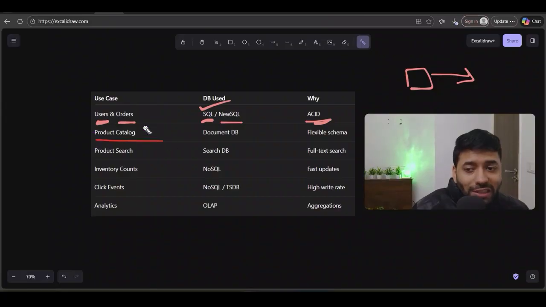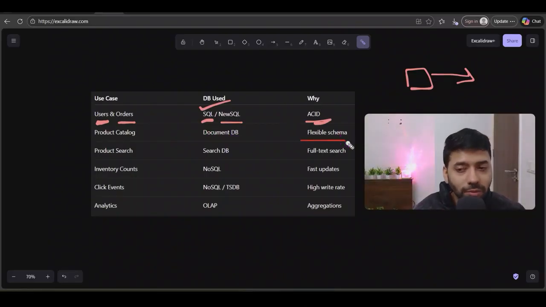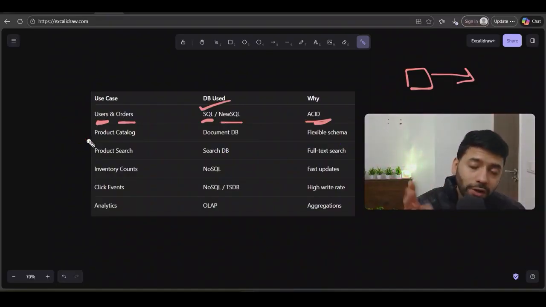So if you use SQL here, it can become really difficult. Why? Because in SQL you have a fixed kind of schema, but here you can have different properties as per the product. So here we would like to use a document database, which is a type of NoSQL database. Why? Because as I said, it will provide you a flexible schema. Okay, so you can clearly see just for these two features we have already used two different types of database. So that is what we are discussing in polyglot persistence.